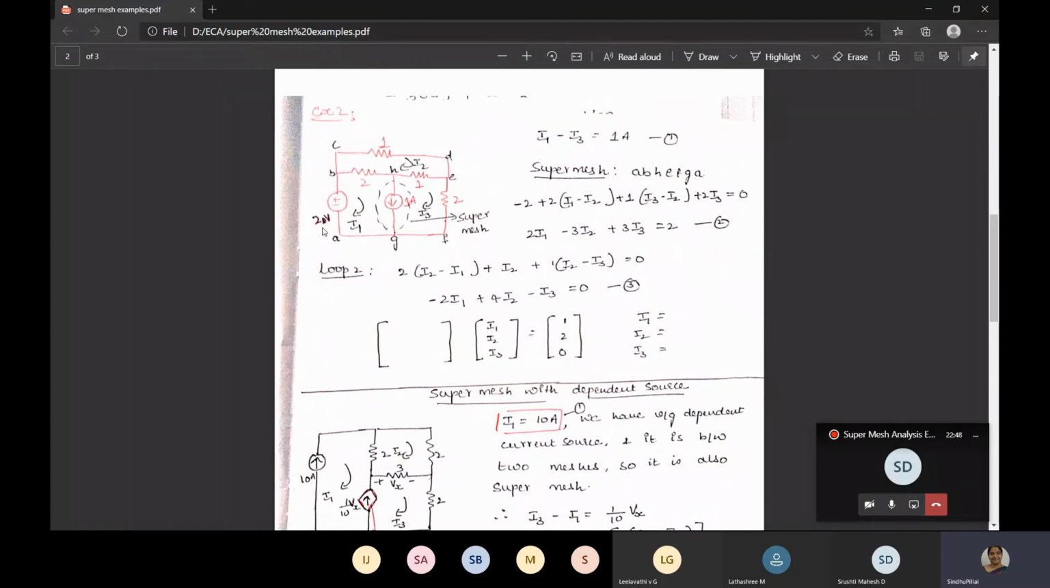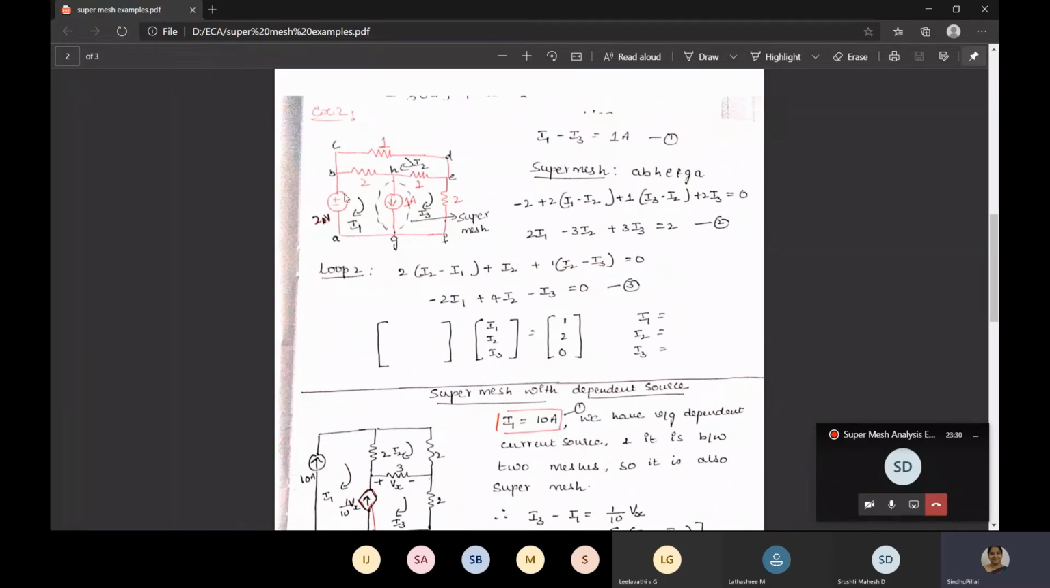This is 2 volts, it is not a current source. Next check whether there is any current source between the meshes. So we have a current source of 1 amp between the meshes I1 and I3. So this represents a super mesh now. How to write this super mesh? First we have to write this current source in terms of I1 and I3. Which current will we write first? We have to write I1 first because I1 is in the direction of the 1 amp. So write I1 minus I3 is equal to 1 amp. So that is the first equation.